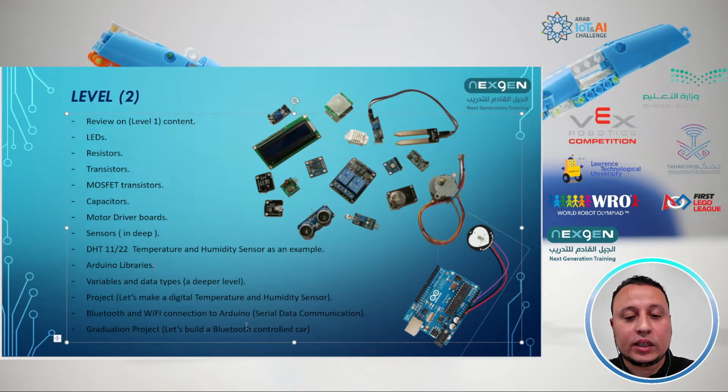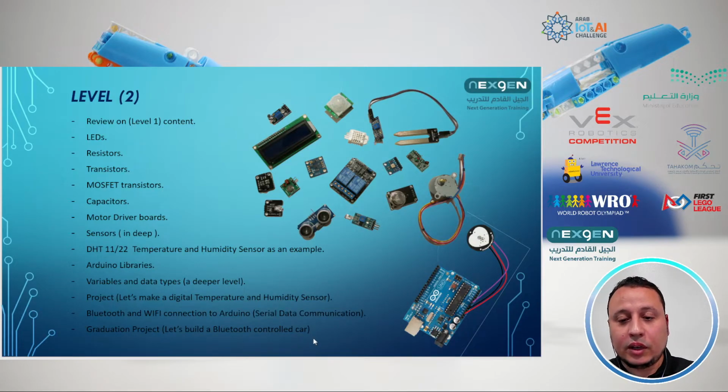Bluetooth and Wi-Fi connection to Arduino, which is called serial data communication. And then the graduation project will be, let's build a Bluetooth controlled car. We're gonna build a car like a robot, and then we're gonna control this car using a Bluetooth application, and we might use the MIT application development tool to build the application ourselves. So it depends on available time at the end of the level. So this is level 2.